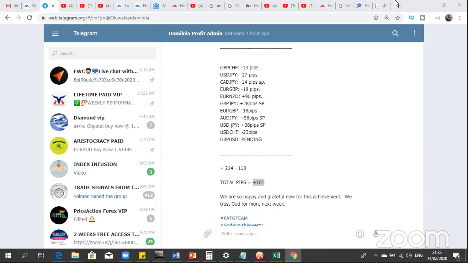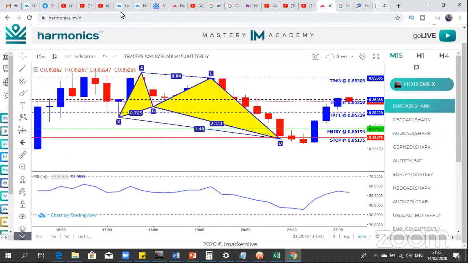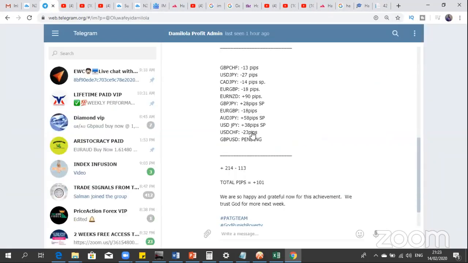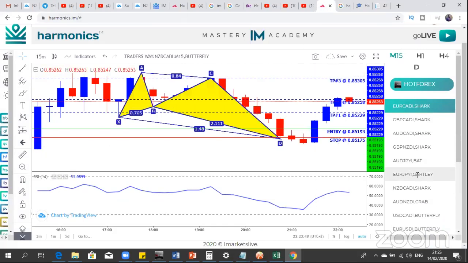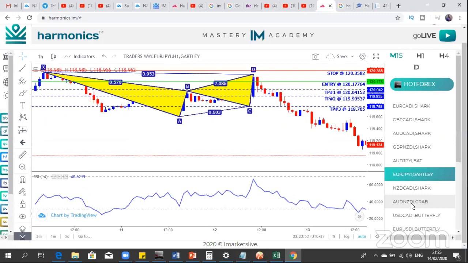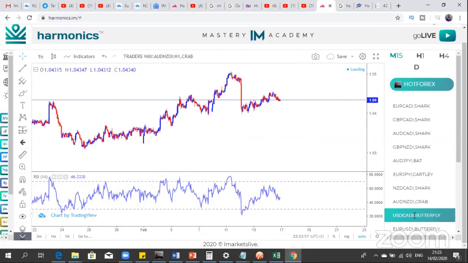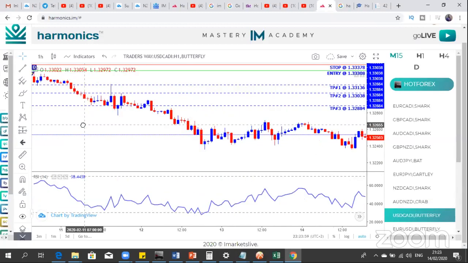However, for those who use the Harmonics scanner, this is only for PATG trades, okay? For a lot of us that use the Harmonics scanner, you would have done very, very well for yourselves this week, okay? You have done very well for yourselves.